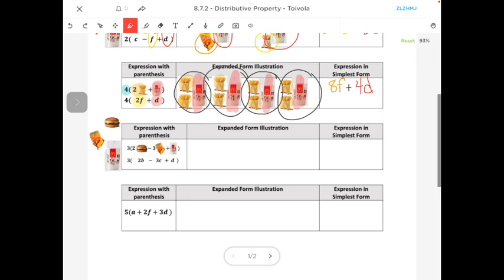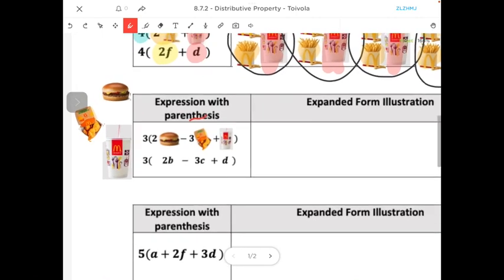Okay, your job is to finish the next 2. Give it a shot, right? Pause the video, draw it out, and then when you're done, come back and check your work. Okay, I hope you did the work. I'm going to do these ones pretty quickly.